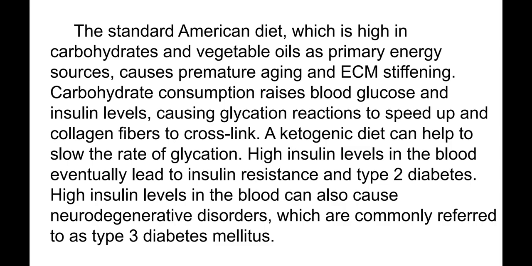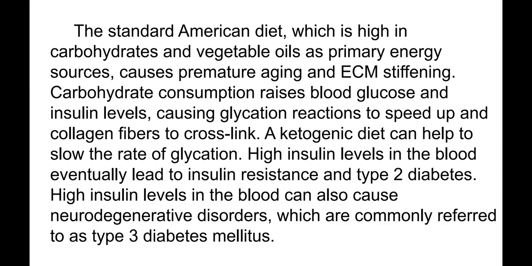The standard American diet, which is high in carbohydrates and vegetable oils as primary sources of energy, causes premature aging and extracellular matrix stiffening. Carbohydrate consumption raises blood glucose and insulin levels, causing glycation reactions to speed up and collagen fibers to cross-link. A ketogenic diet can help to slow the rate of glycation.